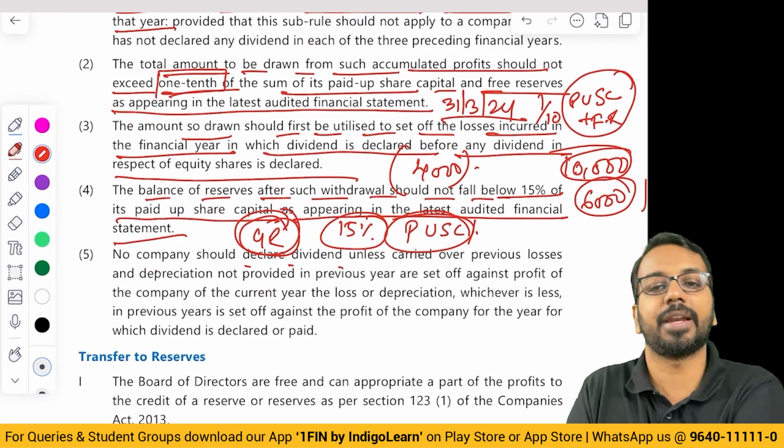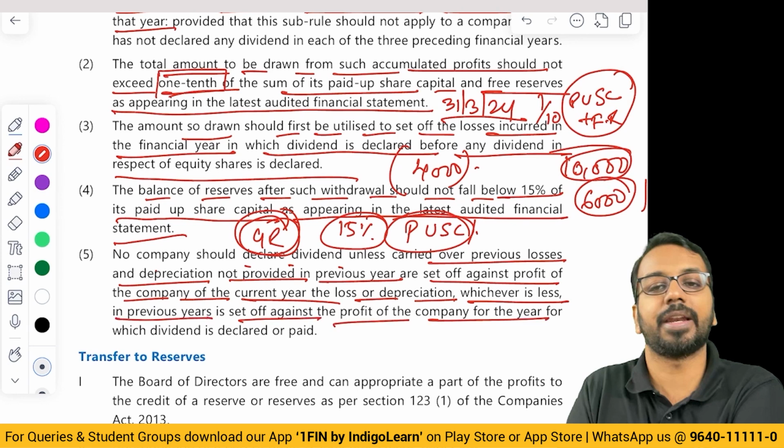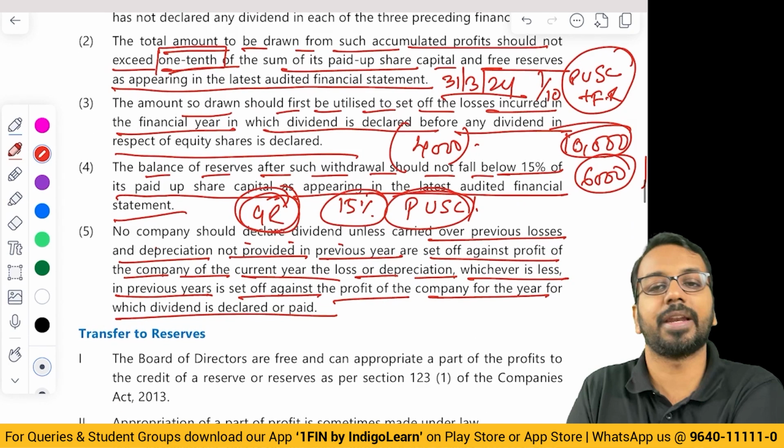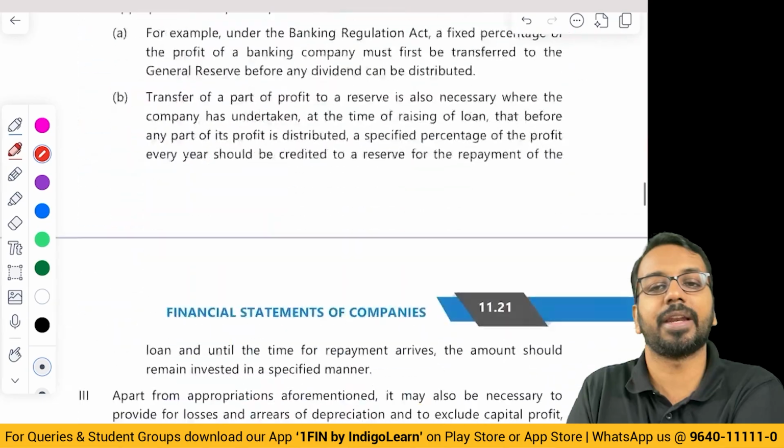No company should declare dividend unless carried over previous losses and depreciation not provided in previous years are set off against the profit of the company of the current year. The loss or depreciation, whichever is less, in previous years is set off against the profit of the company for the year for which dividend is declared or paid. So what this basically means is, if you have carry forward losses or depreciation which has not even been provided for, you will have to set that off against the current year. Whatever is the amount there, that has to be set off. Only then you can declare the dividend. Right?